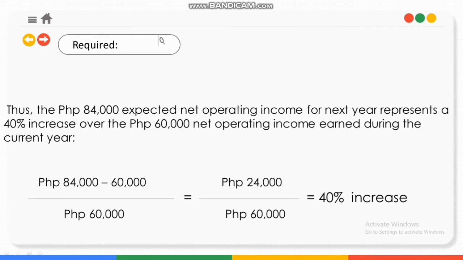Thus, the 84,000 expected net operating income for next year represents a 40% increase over the 60,000 net operating income earned during the current year. So, 84,000 minus 60,000 over 60,000 pesos is equals to 24,000 over 60,000 is equals to 40%.